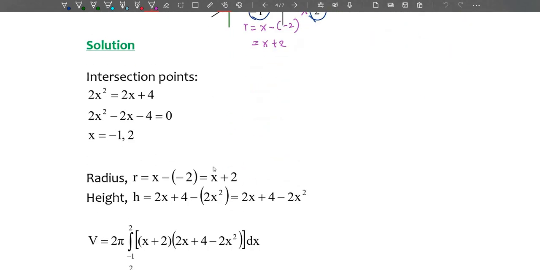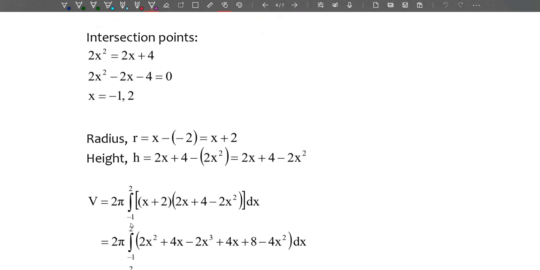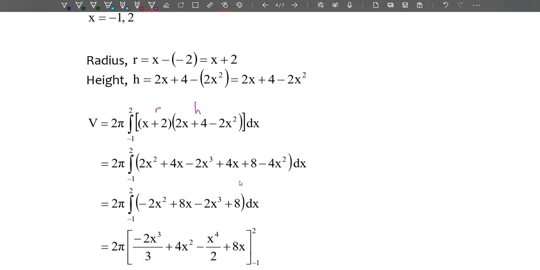As written here, plug in the formula V equals 2 pi integrate from the intersection points negative 1 to 2, small value to the higher value, r, x plus 2, multiply with h, 2x plus 4 minus 2x squared. And here you need to expand them. Not long, but quite long. Multiply each of the terms.